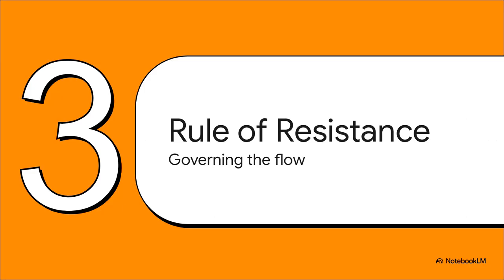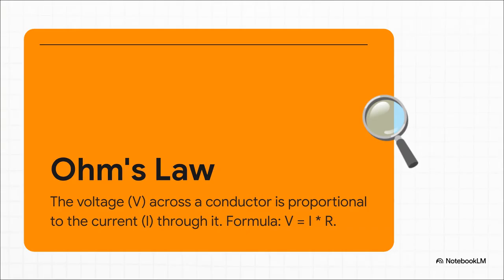So wait a minute. If this electric field is constantly pushing the electrons, why don't they just keep accelerating, going faster and faster forever? Well, remember that chaotic, bumpy journey? All those constant collisions with the atoms in the wire act like a kind of friction, constantly slowing the electrons down. This opposition to the flow has a name: resistance, and it's all explained by one of the most famous laws in physics. And here it is, Ohm's law.